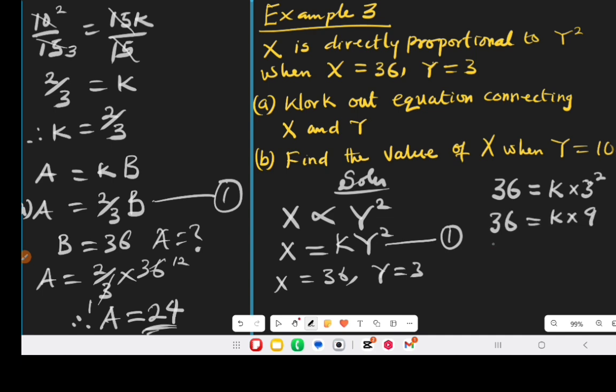3 raised to the power of 2 gives us 9. Then 36 is equal to 9k. We divide both sides by the coefficient of k, which is 9. We have 36 over 9 equals 9k all over 9. 9 cancels 9, and 9 into 36 leaves 4. We have 4 equals k. Therefore, k is equal to 4.